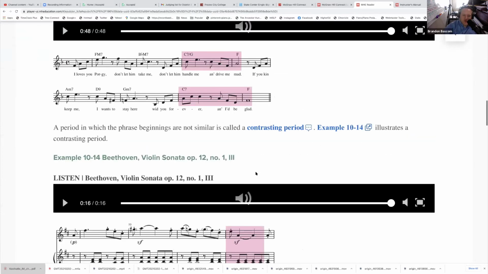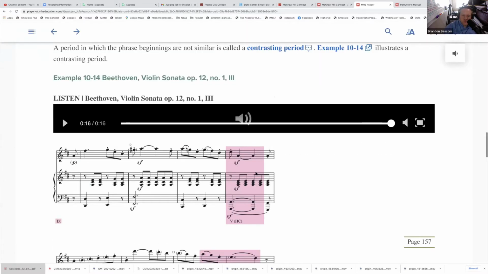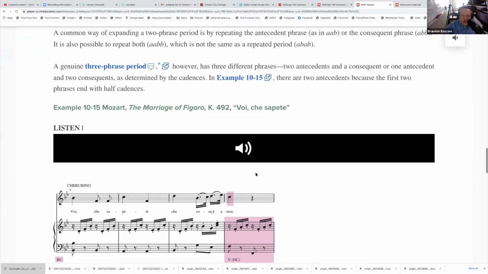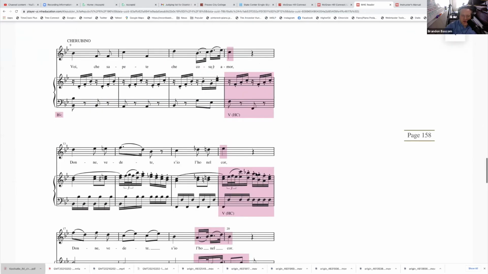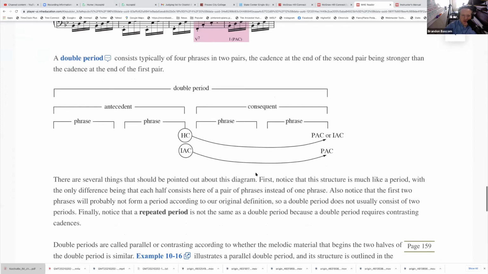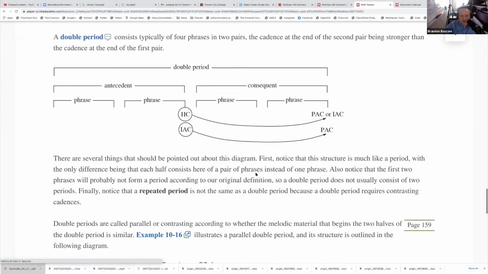So fast forward back to Beethoven here. A double period consists typically of four phrases in two pairs. The cadence at the end of the second pair has to be stronger than the cadence at the end of the first pair.